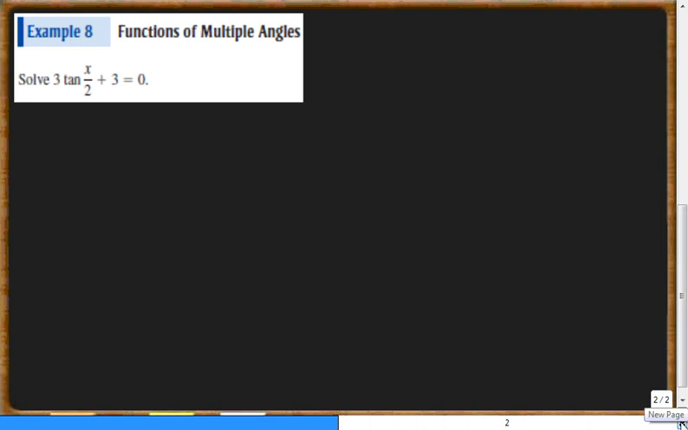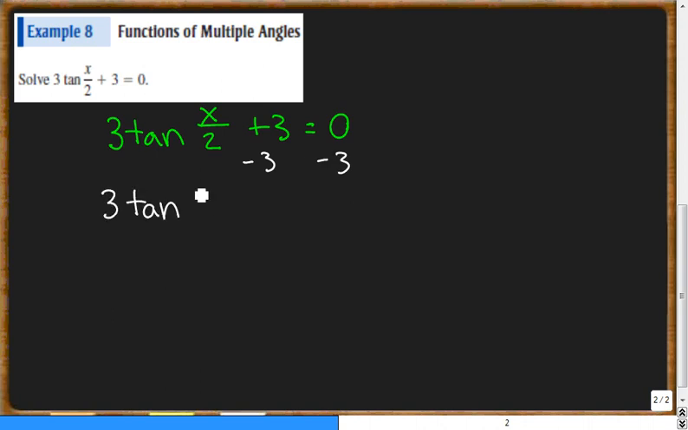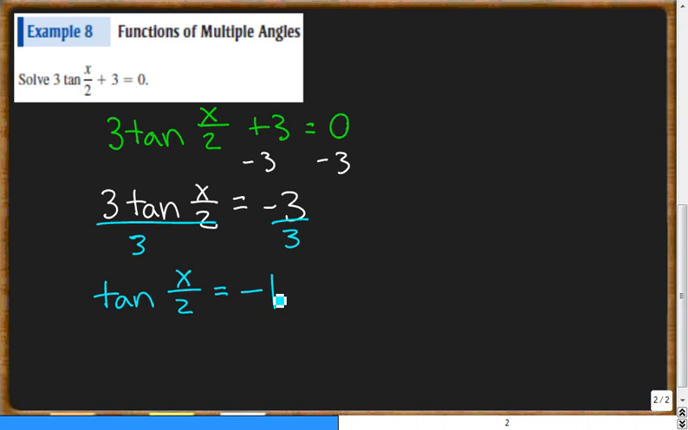So again, a similar problem. We start off and we say, we've got 3 times the tangent of x over 2 plus 3 equals 0. So again, first thing first is we want to solve for the tangent of x over 2. So we're going to subtract 3 from both sides, and you're going to get 3 tangent of x over 2 equals negative 3. We then divide by 3 on both sides, and we're going to get the tangent of x over 2 equals negative 1.